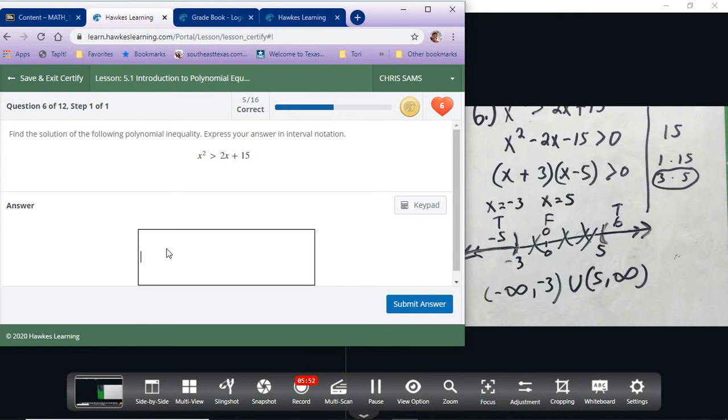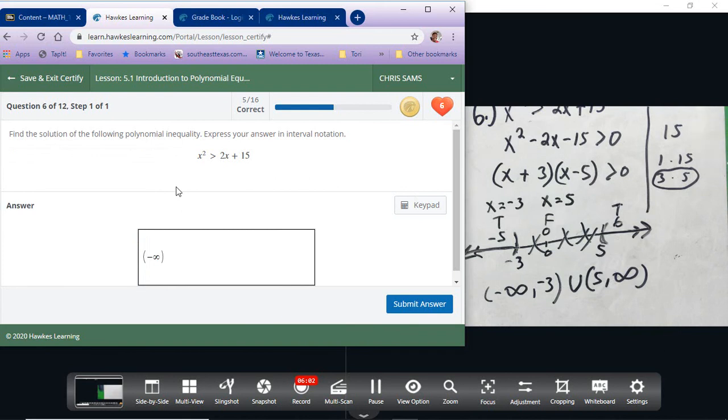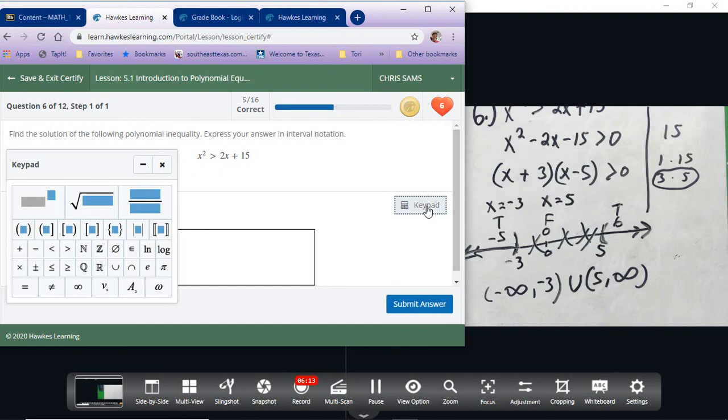So we're going to say negative infinity to negative 3, and then we have to do union, and parentheses, 5 to infinity.